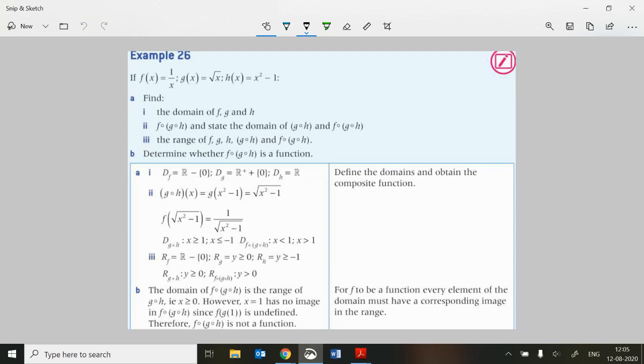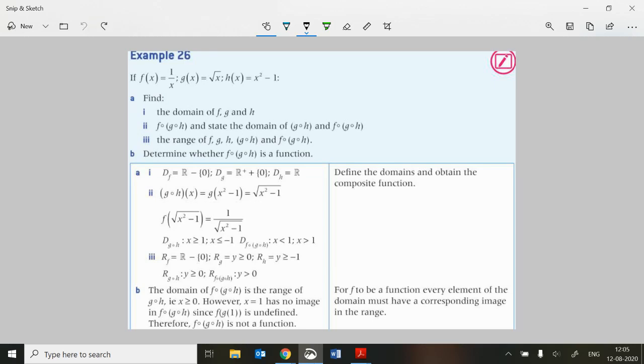Okay, example 26. They've chucked in f of x, g of x, and h of x. So again, the dynamics of making these functions is really simple. If we wanted, for example, f of g of h, no problem. We can make g of h really simply by substituting h into g, so we'll get the square root of x squared minus 1. That's really simple.